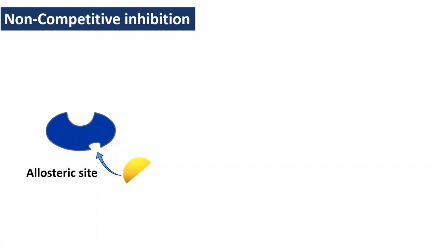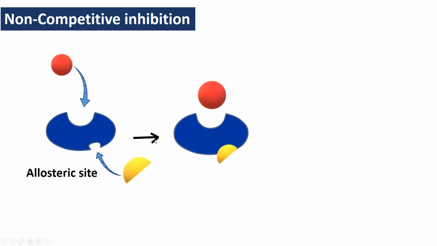There are sites other than the active site where drugs can bind, also known as non-active sites or allosteric sites. So when a drug binds to those allosteric sites, eventually that can influence the active site or modify its conformation.